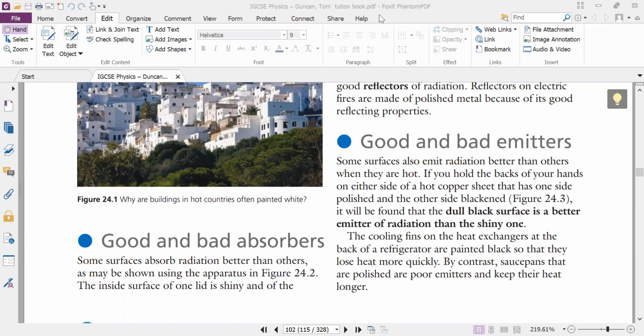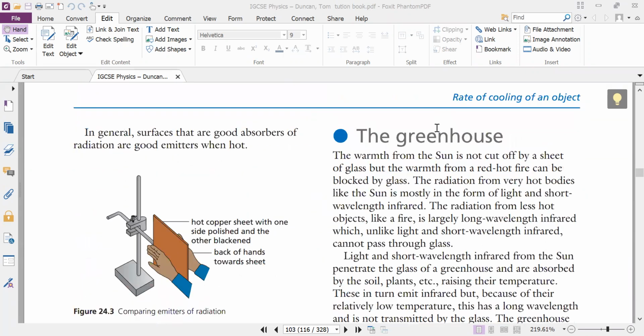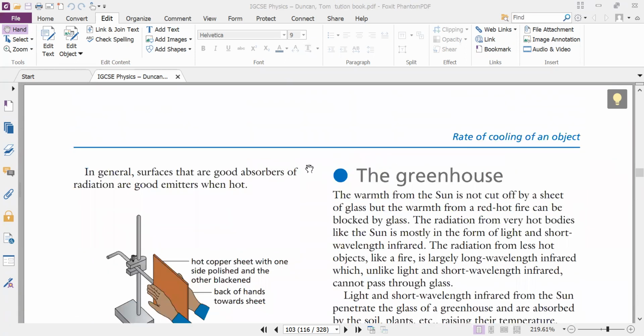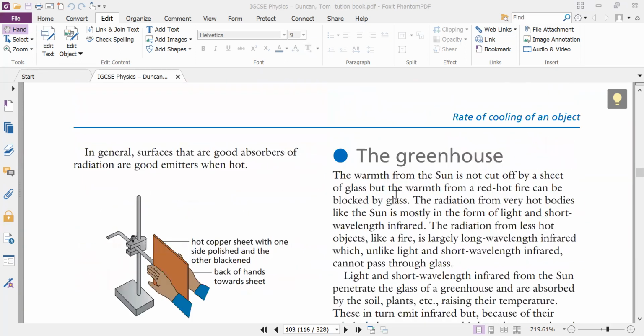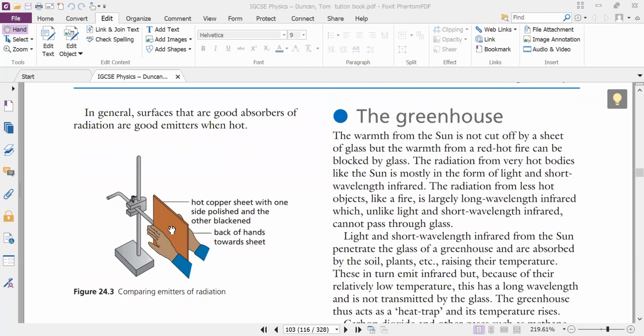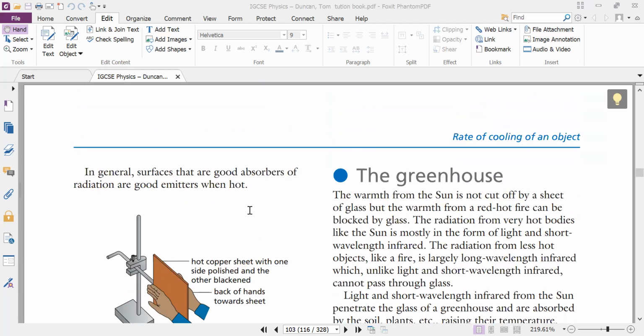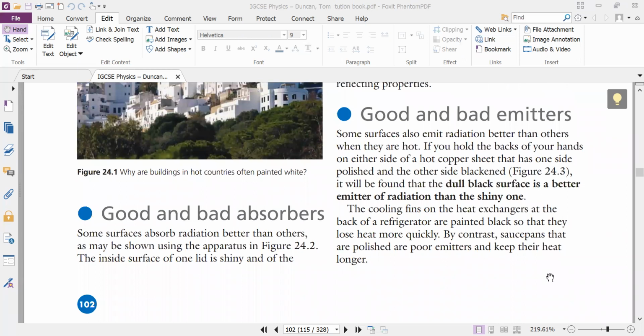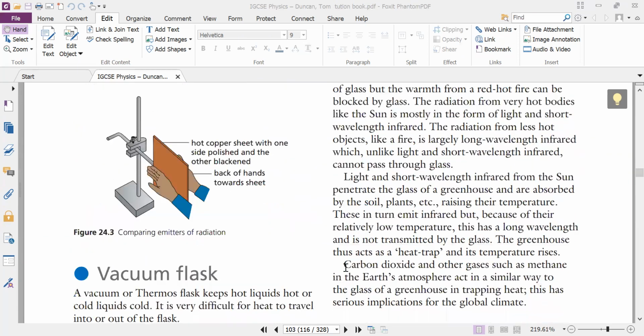In different places, for different purposes, we will use these good and bad types of emitters. Here is one of the experiments you read. You have a hot copper sheet. One side is polished and the other side is blackened. Whenever you put your hand on both sides, what will you observe? The side painted black will give you more heat, right?